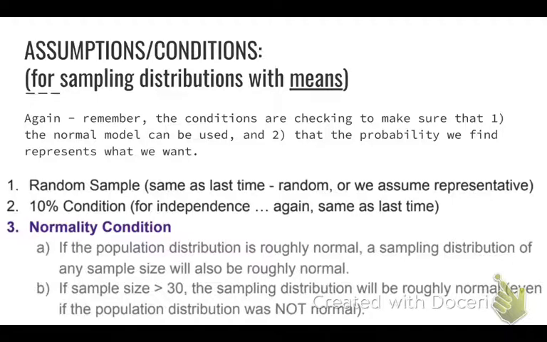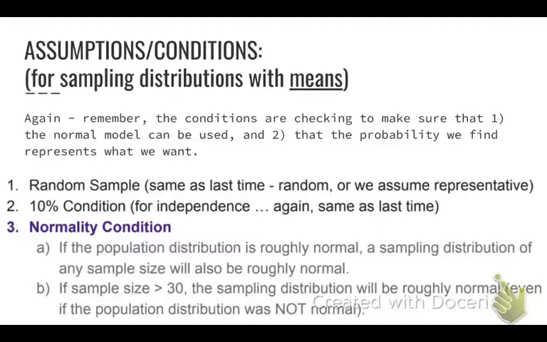So now we're checking the normality condition for means. We find means in quantitative variables. That's a good way to know the difference. We do means in quantitative variables, and we do proportions in categorical populations. So for normality, we're checking to see if the population distribution is roughly normal. If we're told that the population is normal, then the sampling distribution of any size will be normal. So we could just say, it's stated that the population is normal. Or if that doesn't happen, and we have some type of skewed population, the sample size needs to be greater than 30.